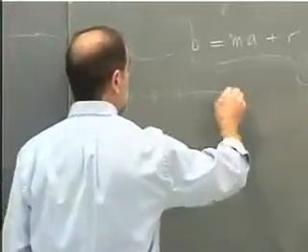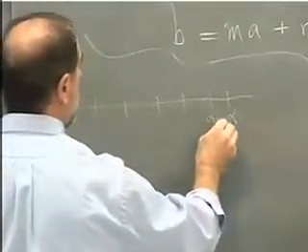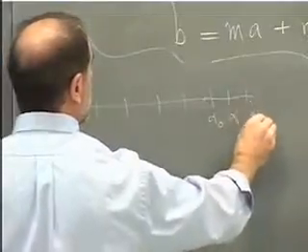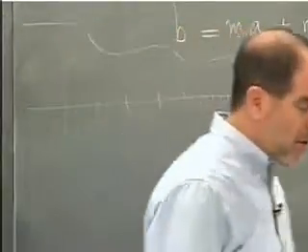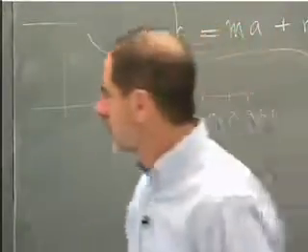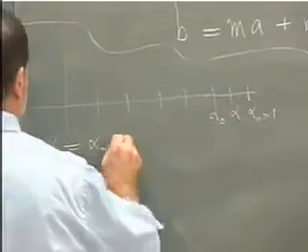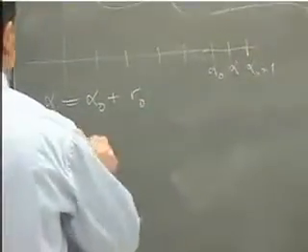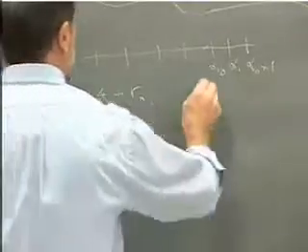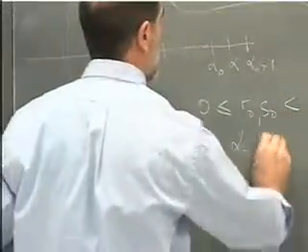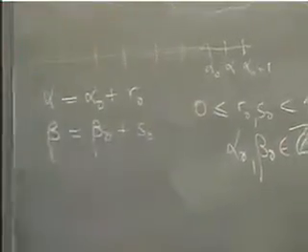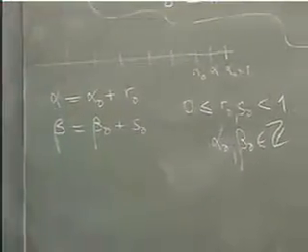Namely, if you think of the integers inside the rational numbers, if you have any rational number alpha here, you can go to the closest integer less than it, and then you have alpha 0 plus 1. And you have alpha written as an integer plus something between 0 and 1. So do that. Write alpha as alpha 0 plus r0, and beta as beta 0 plus s0, where 0 is less than or equal to r0, s0 is less than 1, and alpha 0 and beta 0 are integers. And now multiply this expression out.